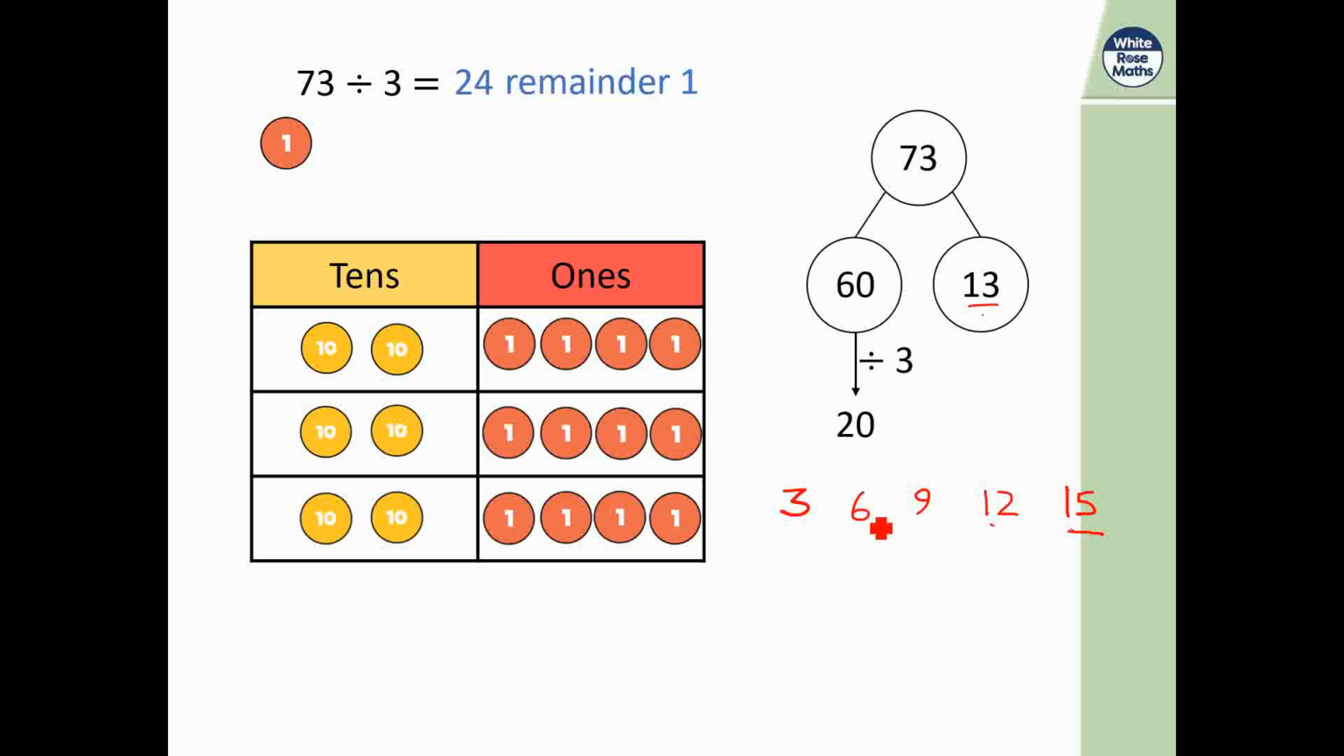Yeah? So how many times did we times 3 to get to 12? 4 times, right. So 3 goes into 13 4 times, doesn't it? Yeah? With a remainder of 1. Okay? So 3 goes into 13 4 times, because 4 times 3 is 12. If we did 5 times 3, it would be too much. 15 is too much. Okay?